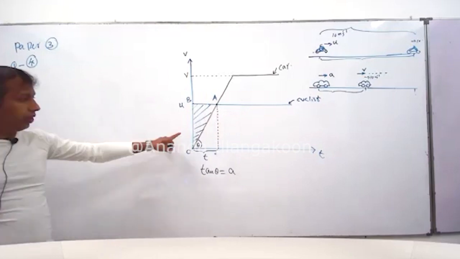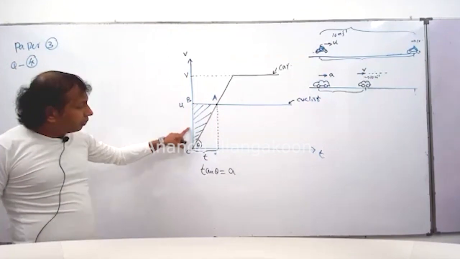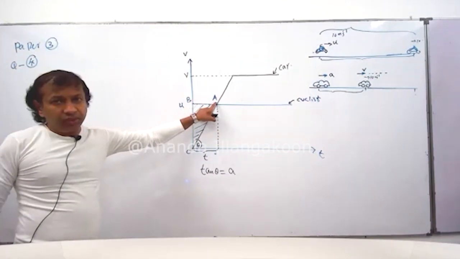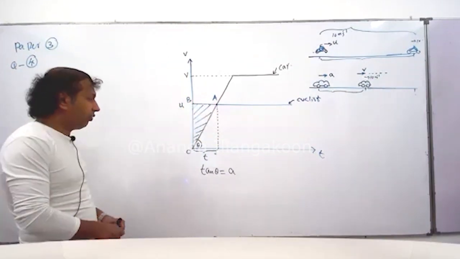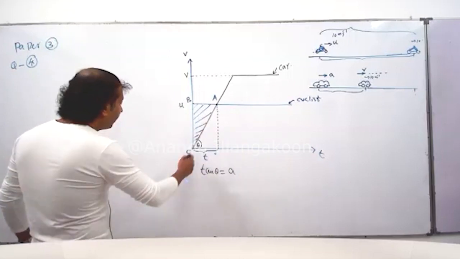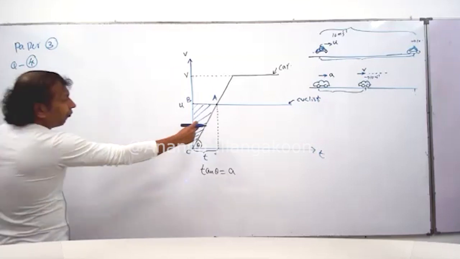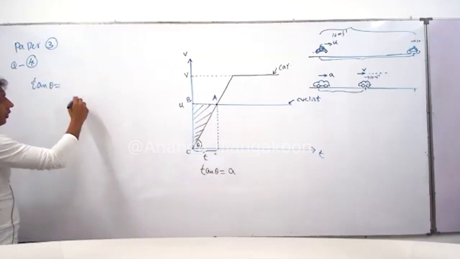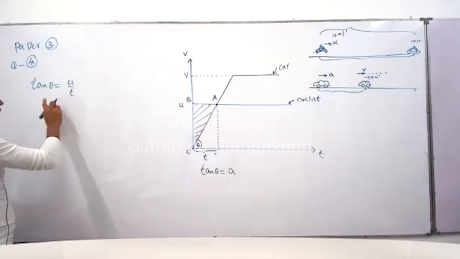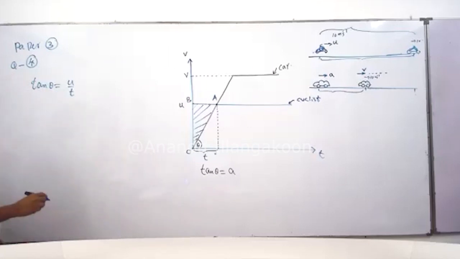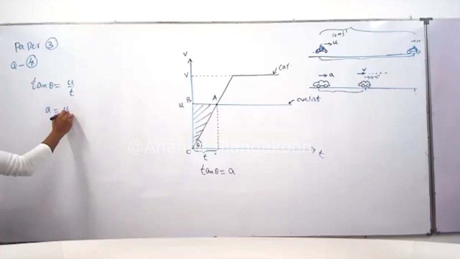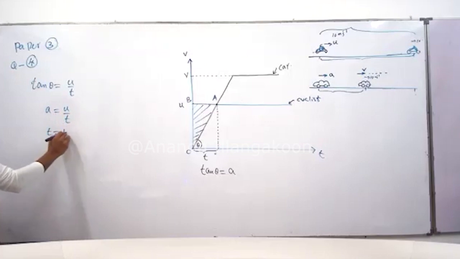And this area we have to find. This height is known. This length we have to find. That can easily be found. It is T, no? We can apply the tan theta ratio here. Tan theta is opposite side divided by the adjacent side, T. Tan theta is the acceleration A. A equals U upon T. Then T equals U upon A.